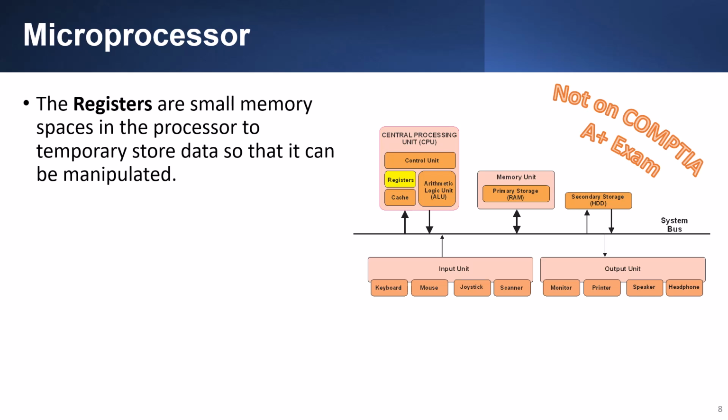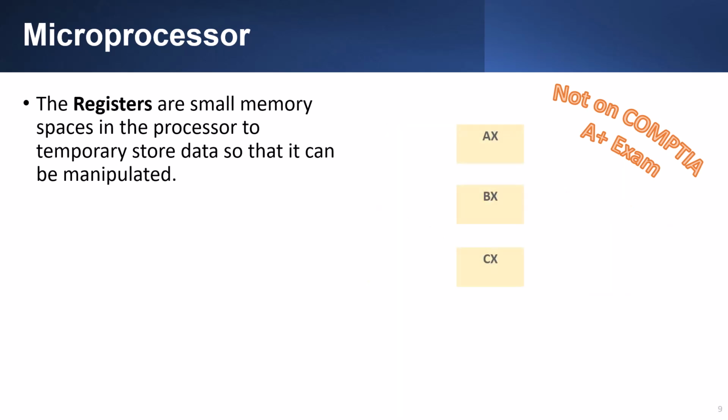The registers are small memory spaces in the processor to temporarily store data so that it can be manipulated. For example, you may have two registers called AX and BX. Step 1, you first move the number 3 into AX, and then step 2, move the number 5 to BX. Of course, the 3 and 5 are written in binary numbers consisting of on and off signals.